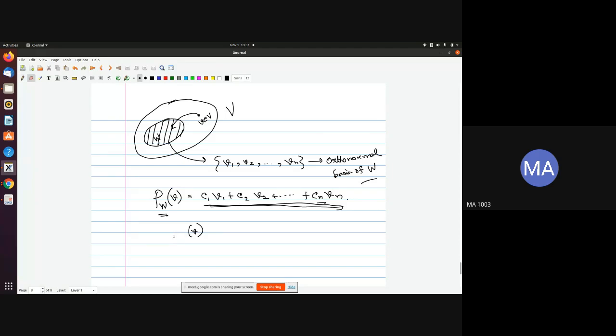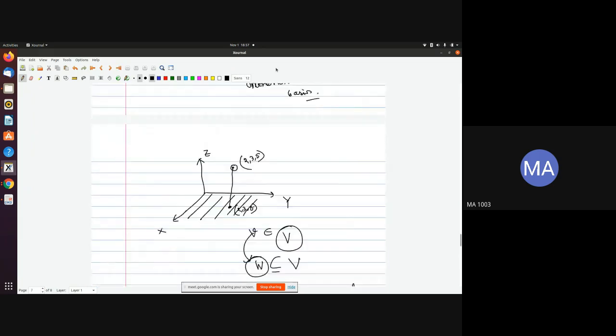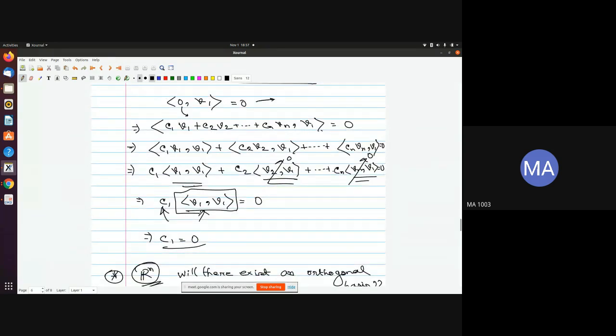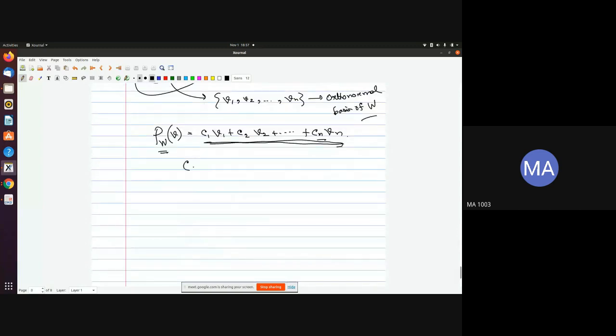Okay? So if I try to calculate this Ci, what do I eventually get? You see how I have calculated this earlier. The same process I will follow here. So eventually C1 will be the inner product with V1, and C2 will be with V2, because only that portion will remain. And you know that these are orthonormal, so the inner product of V2 with itself will be 1.